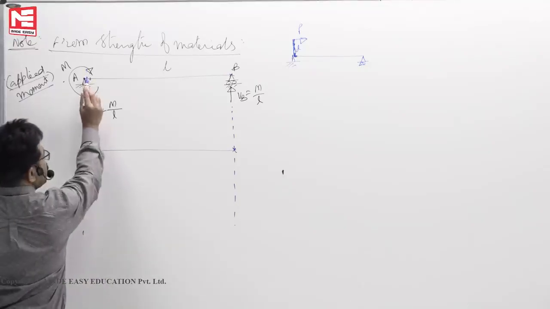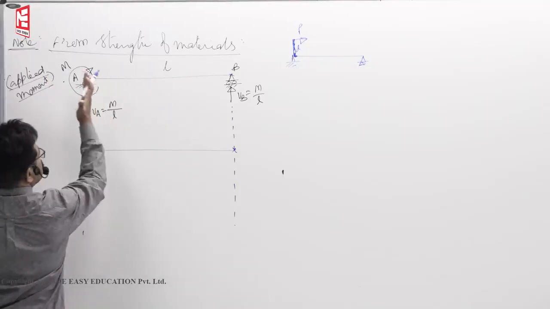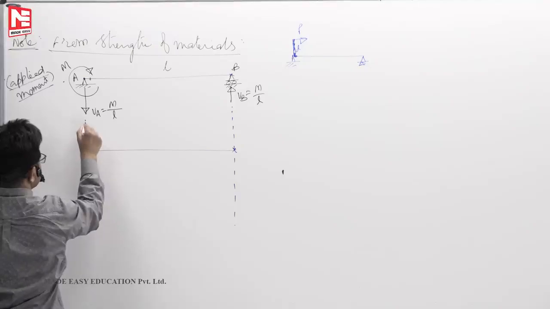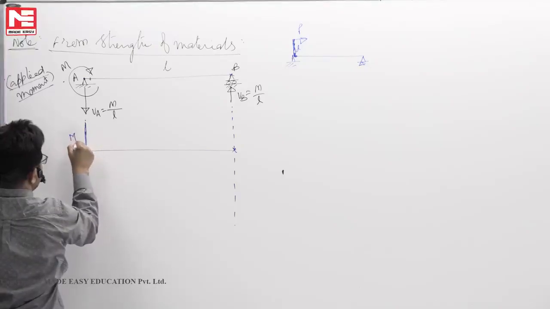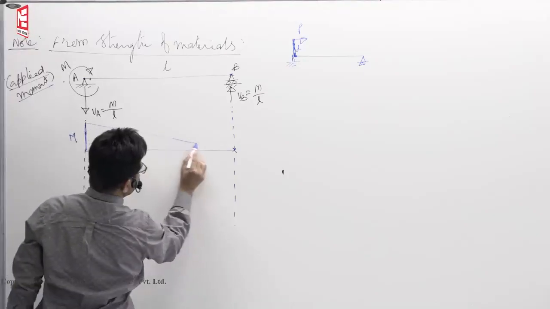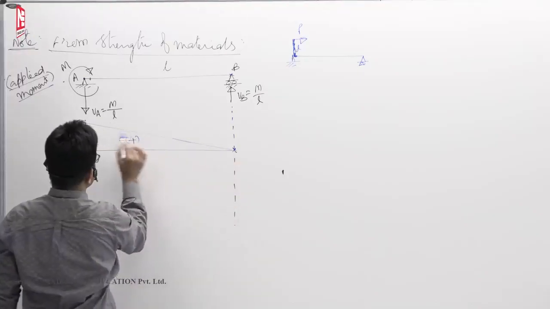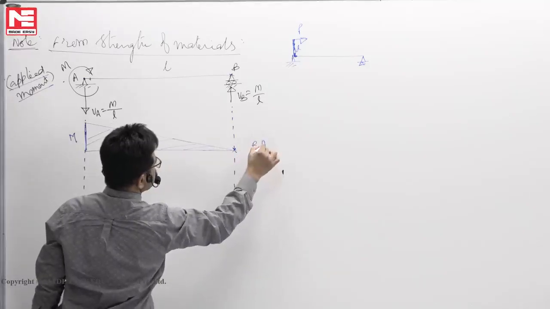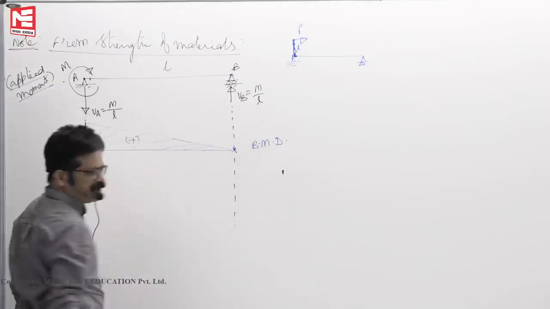So you have to stand here, look left or right. The section left side clockwise M, that is plus M bending moment. Now it is 0, and you find that it looks like a triangle. This is the bending moment diagram.